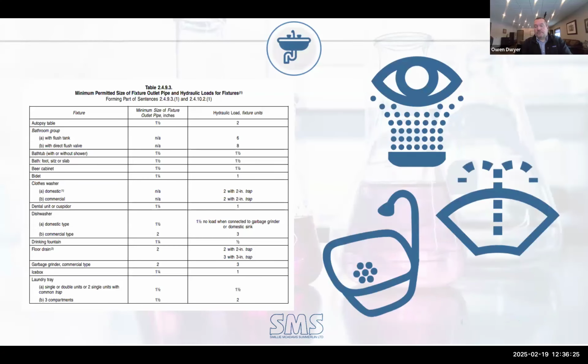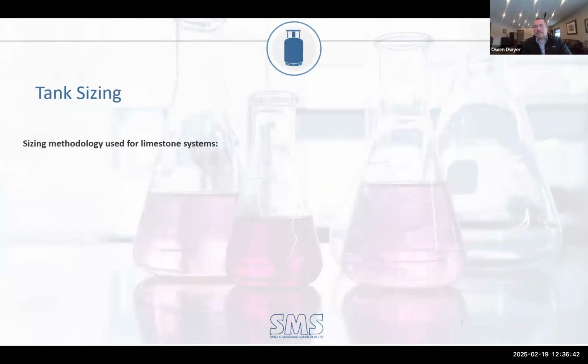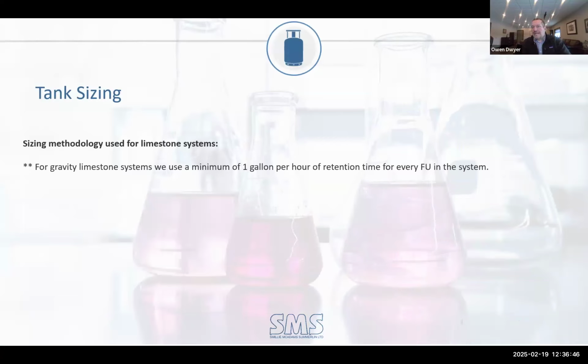Tank sizing. So I guess, Zach, there are calculations that I'll share on the neutralization side of things, and make those calculations available to folks. But when we're talking passive neutralization, it's fixture counts. So essentially, using a gravity limestone system, we use a minimum of 1 gallon per hour of retention time for every fixture unit in the system.